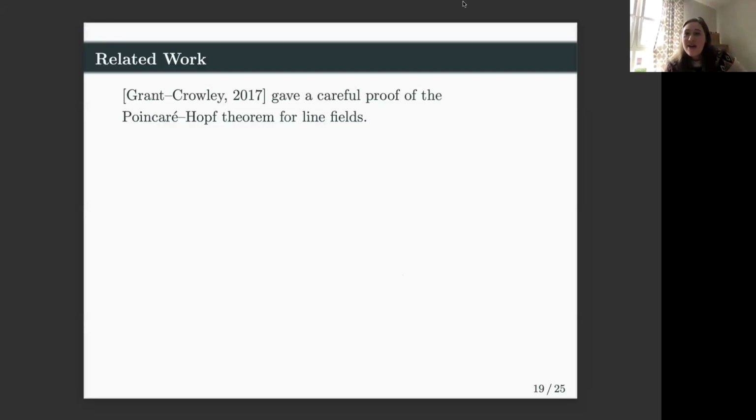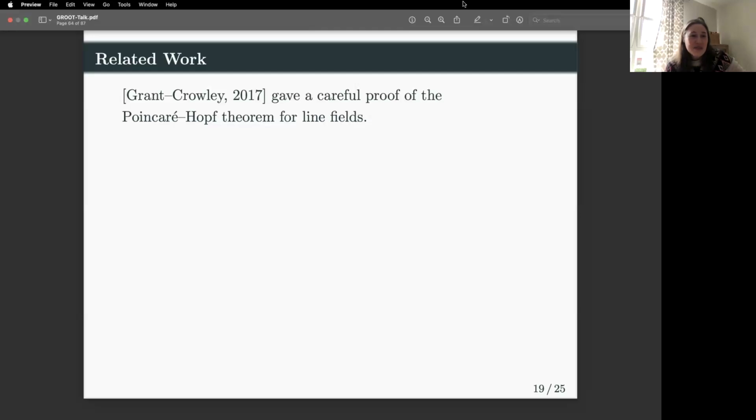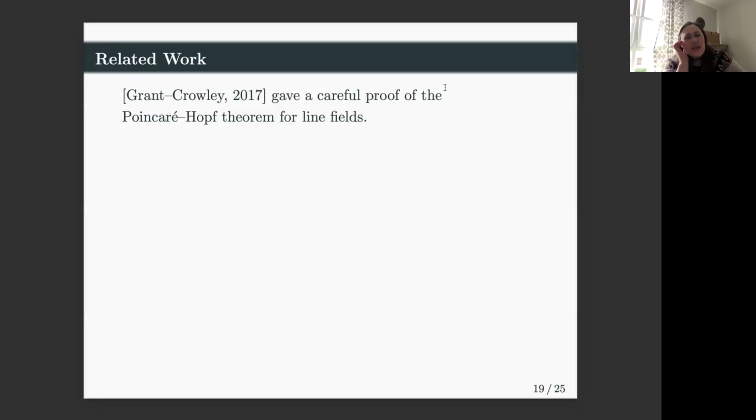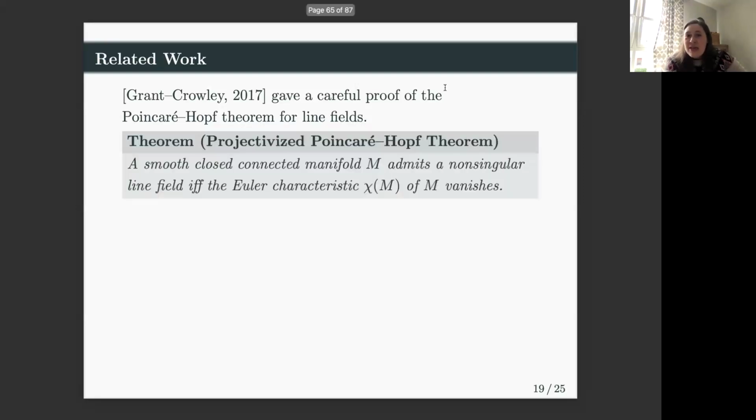Now, in the rest of the time that I have, I just want to tell you about some related work. I hope I haven't bored you too much with wall manifolds. But fairly recently, my supervisor and Dermot Crowley revisited the proof of the Poincare-Hopf theorem for line fields. So we all know that if you have a smooth manifold, it admits a non-vanishing vector field if and only if the Euler characteristic vanishes. But it turns out that this is also true for line fields. So if you have a smooth manifold, it has a non-singular line field if and only if the Euler characteristic vanishes. And there were several proofs of this. Hopf himself proved it, but there were lots of problems with the proof. So my supervisor and Dermot Crowley did quite a lot of work fixing a few errors, but it turns out this is true.